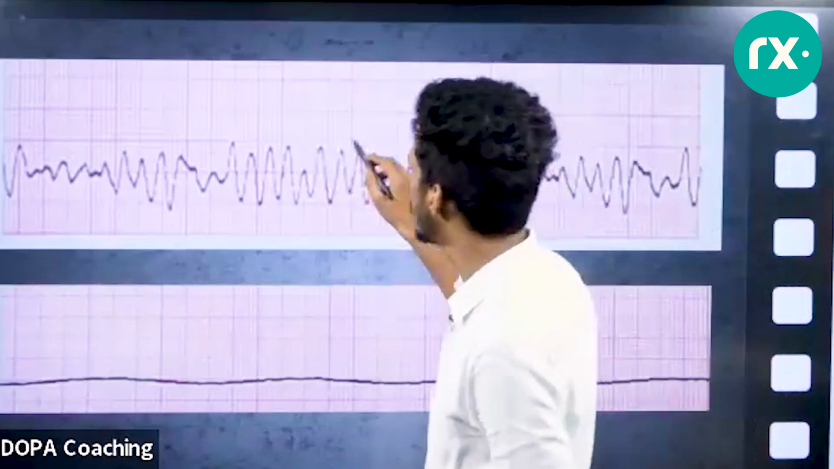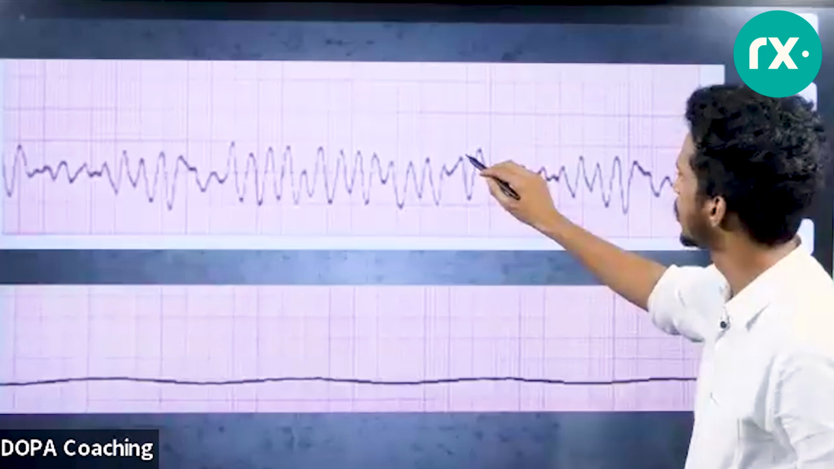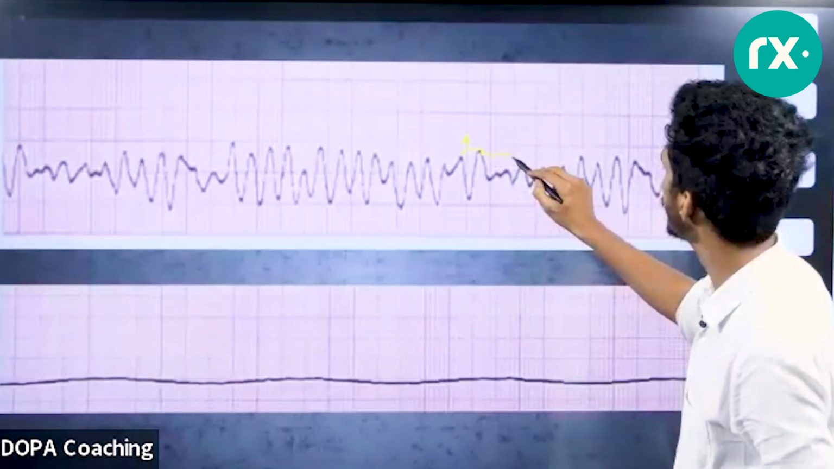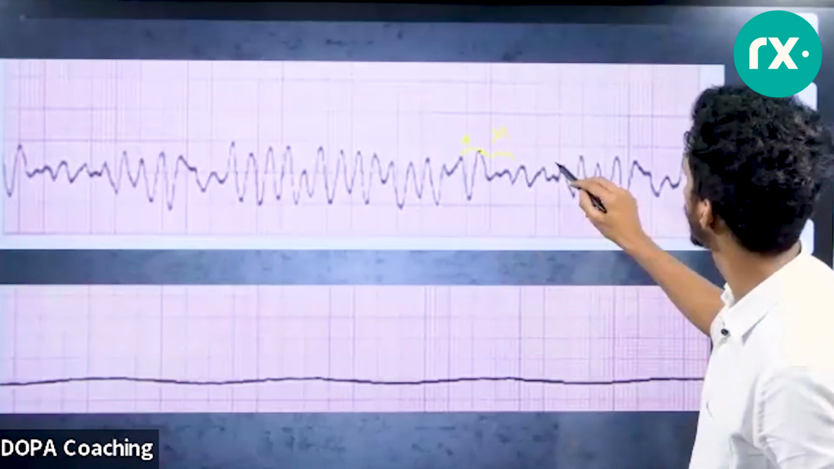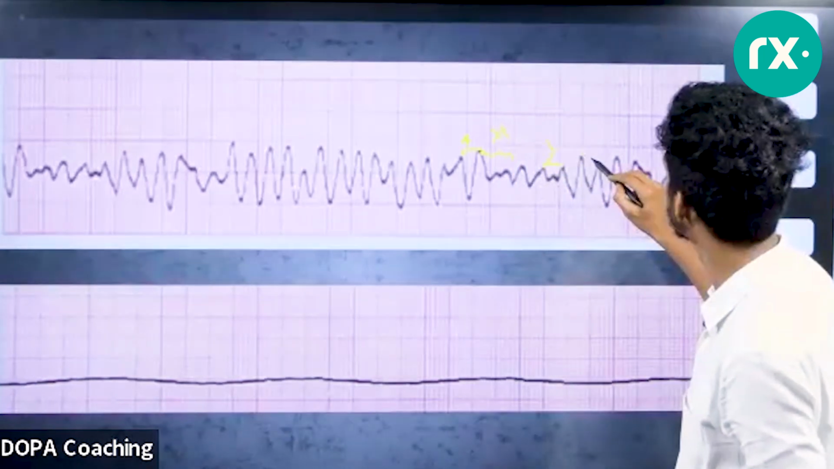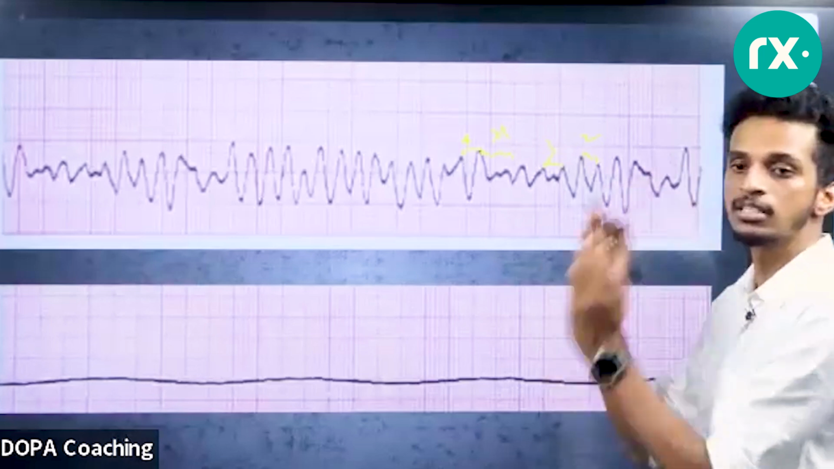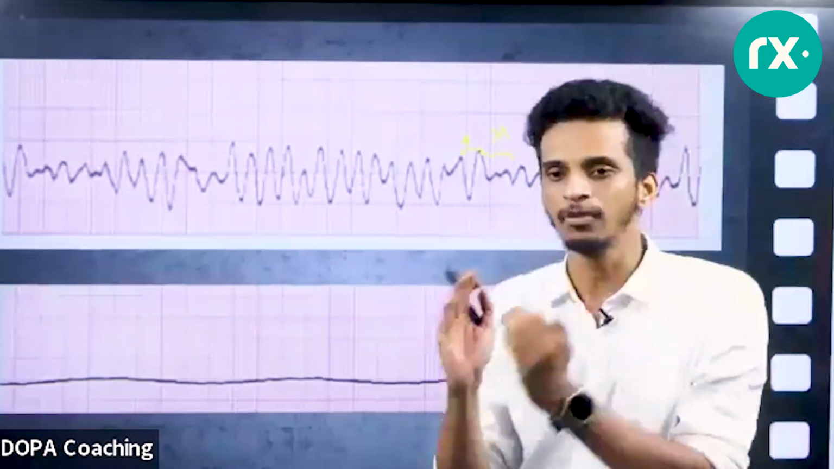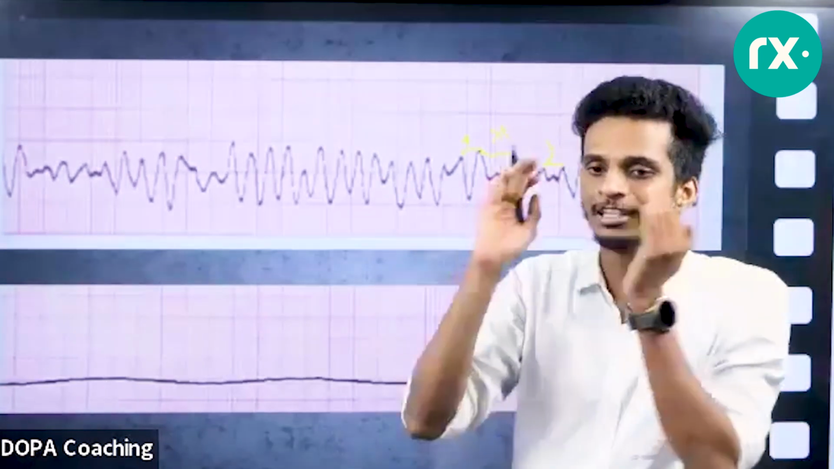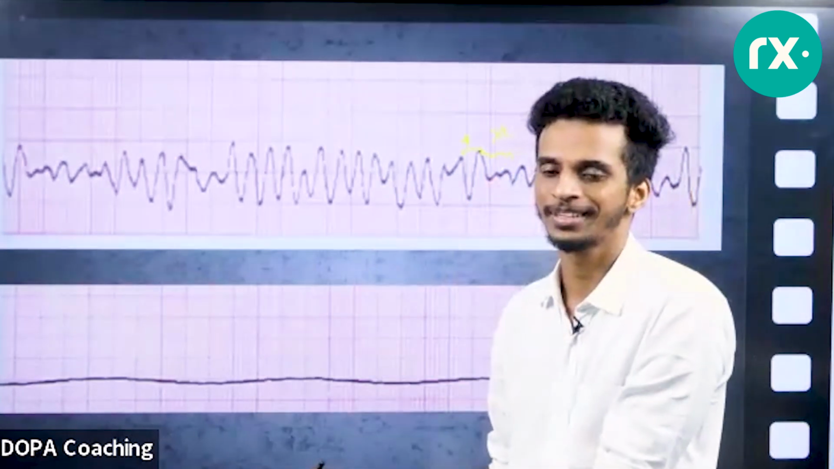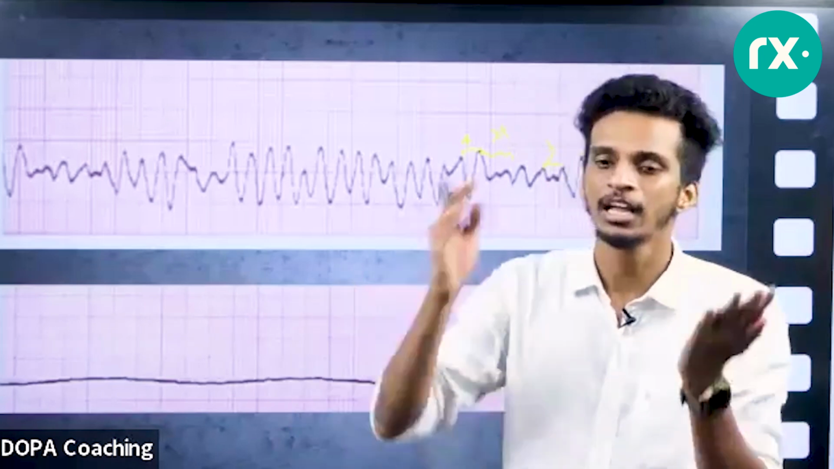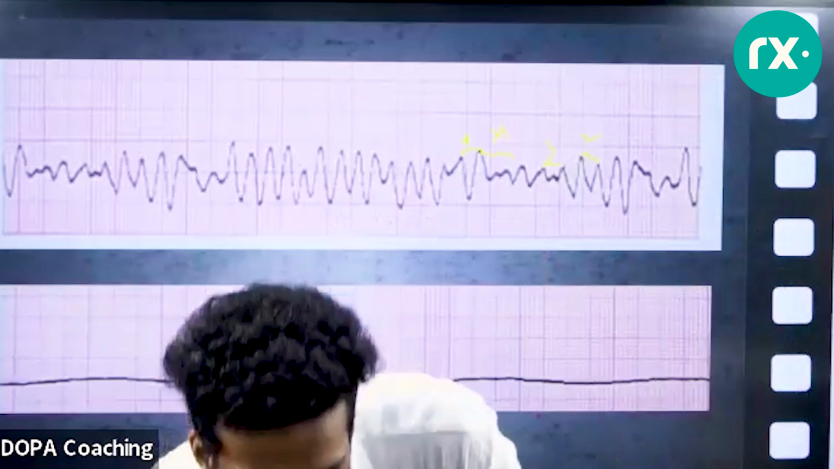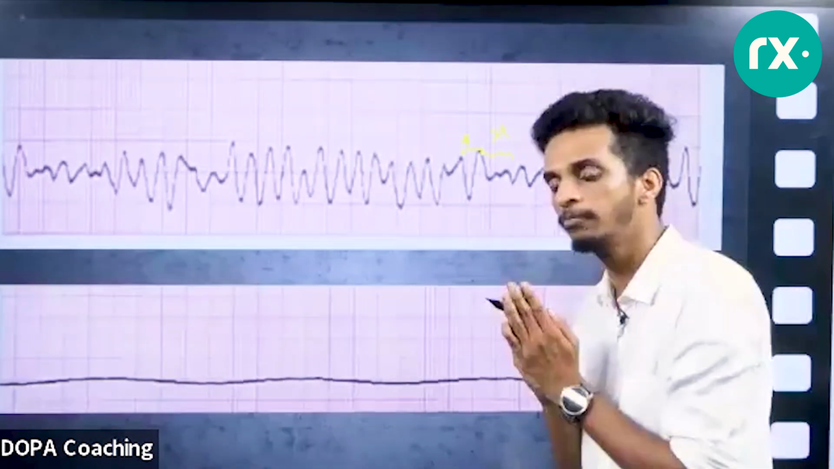Now, let's see the distance between successive QRS complexes. Here it is around 4 small squares, but here it is more than 1 large square. Here it's around 3 small squares, here around 2 small squares. That means the interval between every R wave is changing. And if the number of squares between every successive R wave is changing, is it regular or irregular? It is irregular. We have already mentioned that if the number of squares between successive R waves is varying, we call that rhythm an irregular ECG.